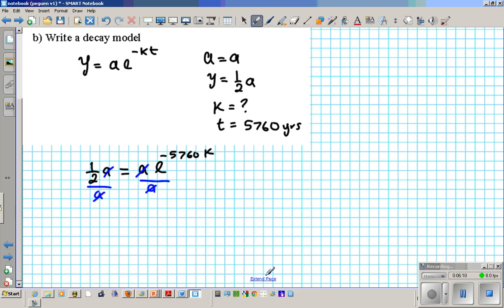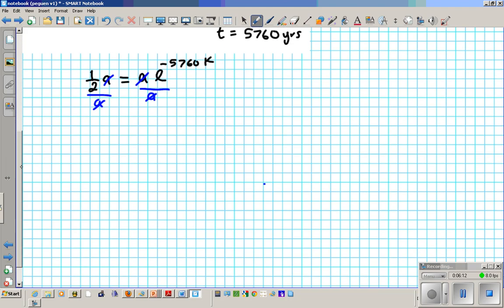So we're going to have 1/2 equals e to the negative 5,760k. Now, how do you get rid of e? You use natural log. So you take the natural log of both sides. So natural log of 1/2 equals the natural log of e to the negative 5,760k. On the right side, the ln and the e cancel out.